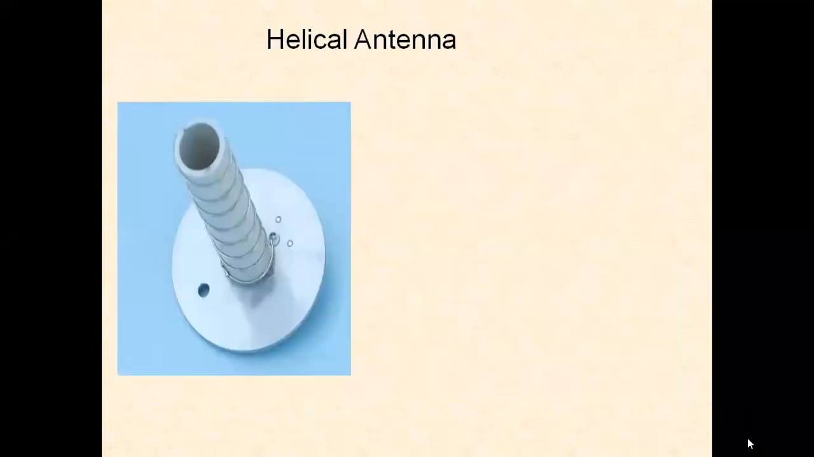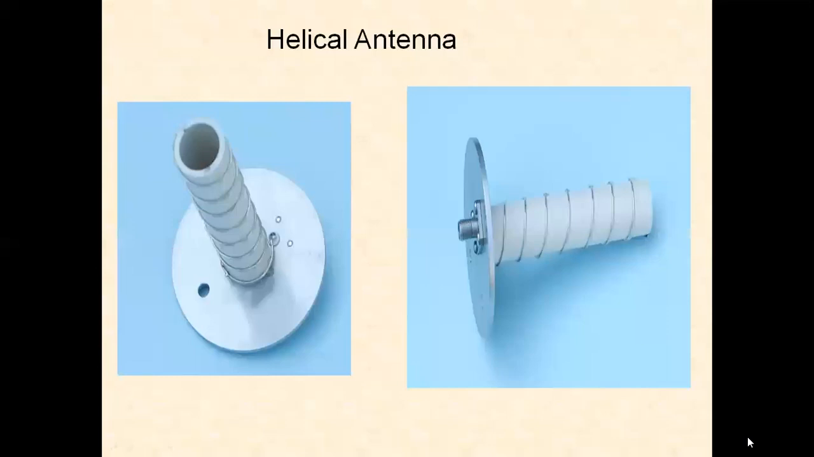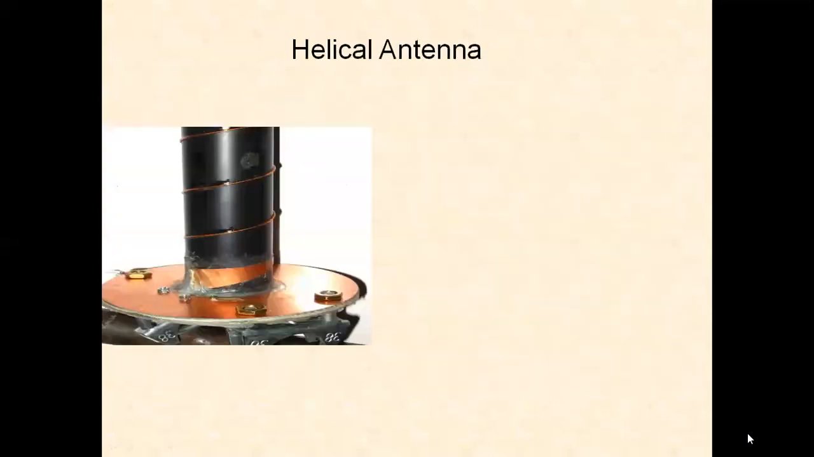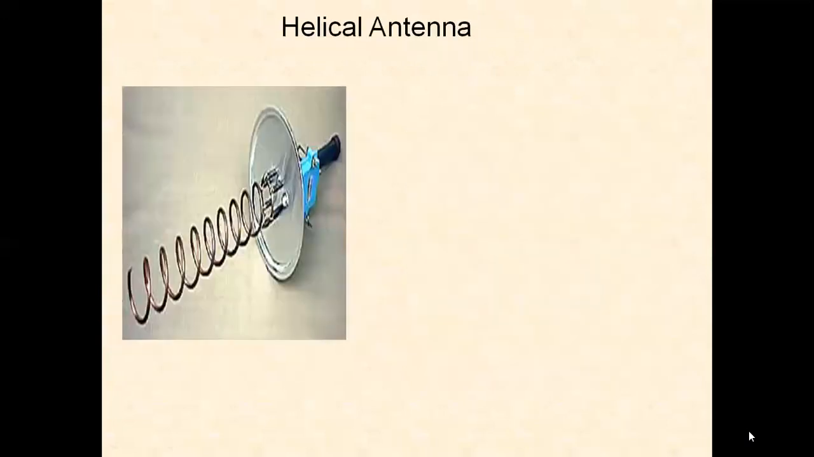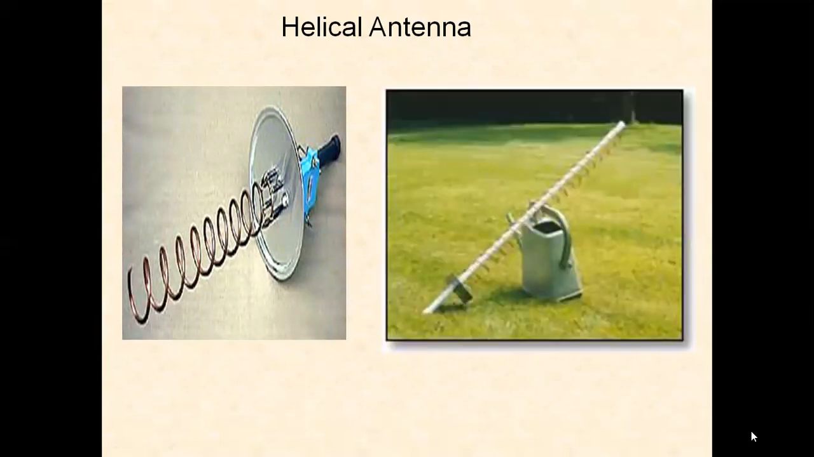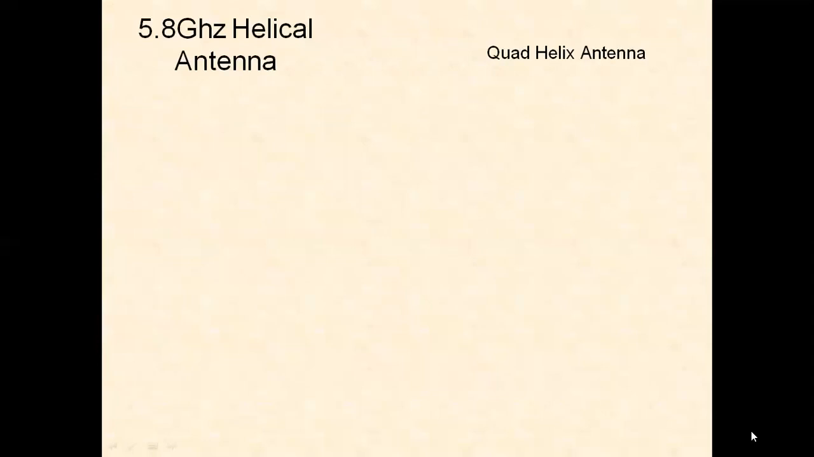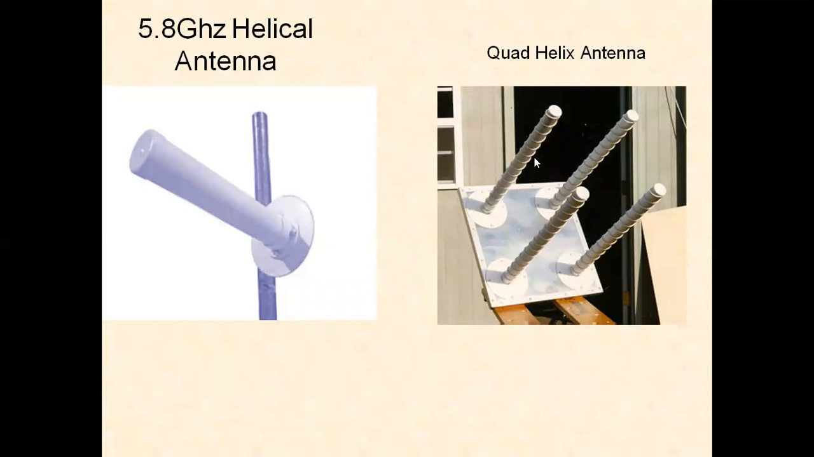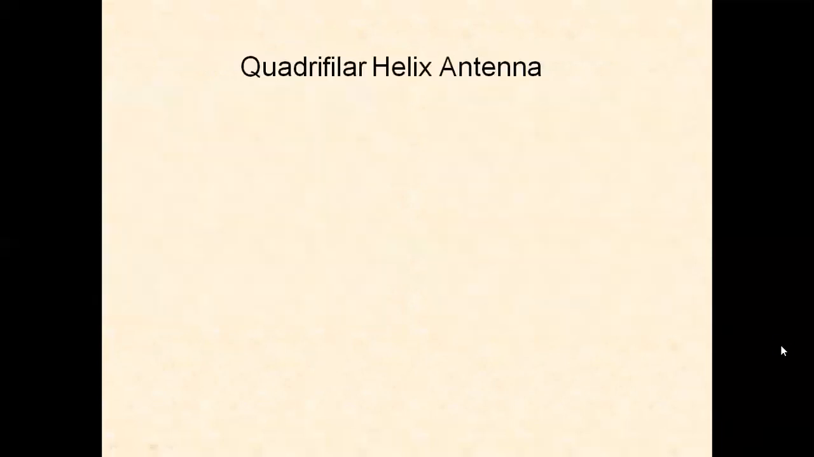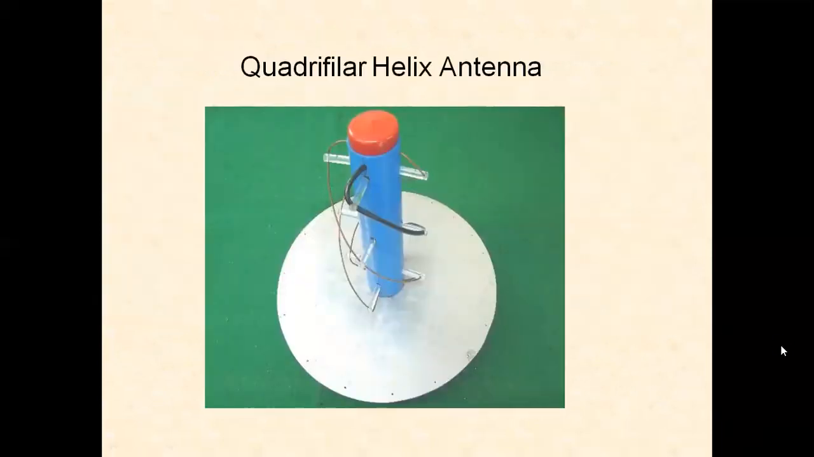This is another structure of the helix. We can also take a wire and form the helical antenna. Simple design construction. Another structure. Another structure. 5.8 gigahertz helical antenna. Quad helical antenna. So a number of turns of helical antennas are placed in the form of a quad. Quadrifilar helical antenna.